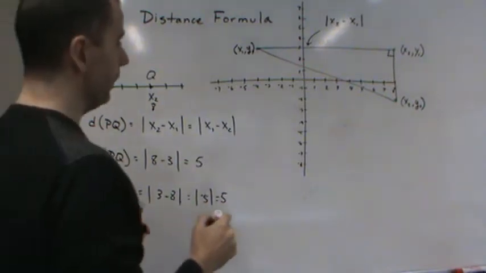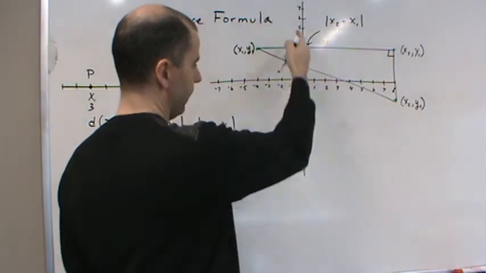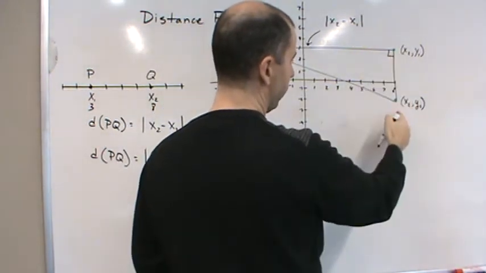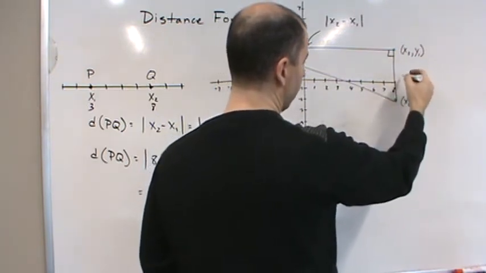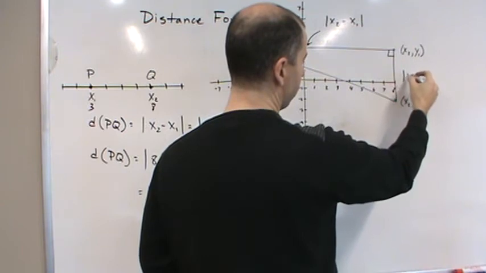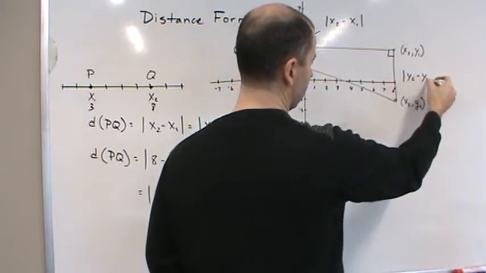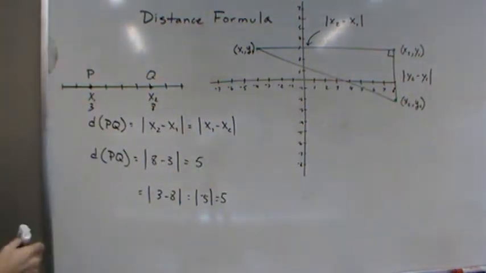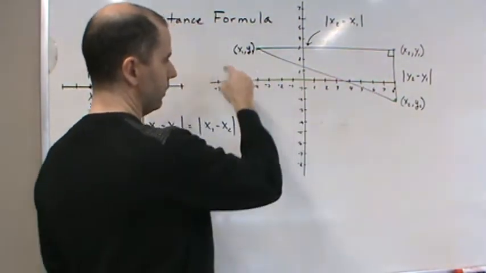And then this one here, well, what's the difference? These are vertical, right? So these are like as if they were on this line here. So the only difference between the distance of these points is the y values. So I can write this as the absolute value of y2 minus y1. Okay?